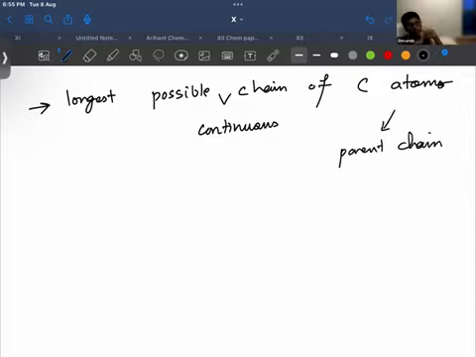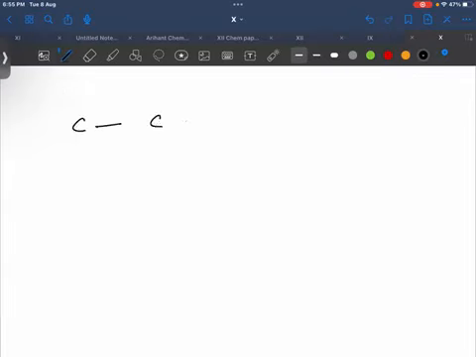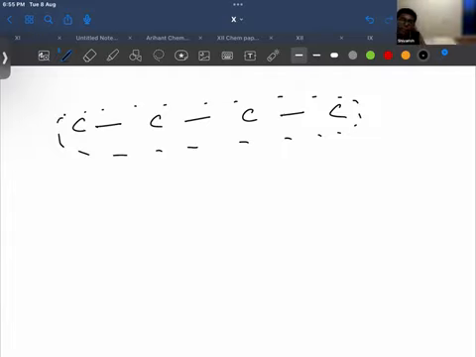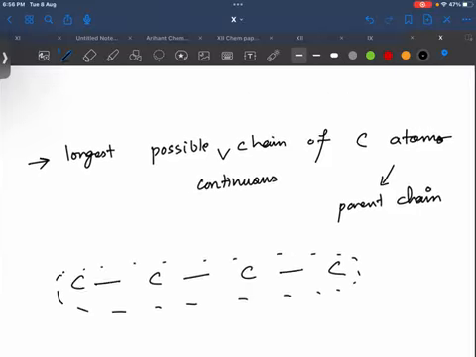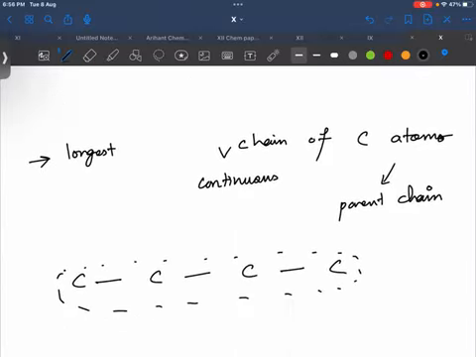So why is it possible? Longest possible, because there can be many options. Okay, let's see one example. जैसे ये देखो. So here, which is the parent chain? This is your parent chain, right? So this is the longest chain. Everyone understood? But ठीक है, हटा दो ना, इतना problem हो रहा है तो possible हटा दो. Longest continuous chain of carbon atoms.